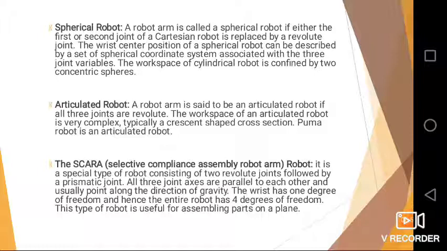Then SCARA, Selective Compliance Assembly Robot Arm. It is a type of robot consisting of two revolute joints followed by a prismatic joint. All three joint axes are parallel to each other and usually point along the direction of gravity. The wrist has 1 degree of freedom and hence the entire robot has 4 degrees of freedom. This type of robot is useful for assembling parts on a plane.